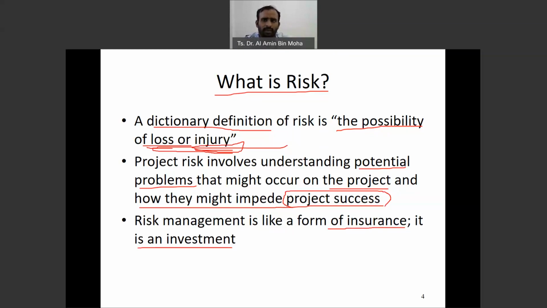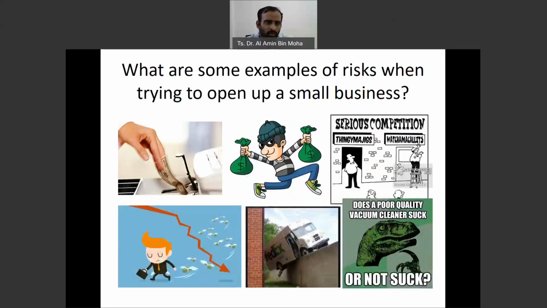So can you think of some examples of risk? Let's say you are trying to open up a small business. Maybe you are going to lose your money, or there is theft. You have a competitor next door doing the same business, with the same products and the same business nature as you. Maybe the economy is down, like we are in now in the pandemic COVID times. It's very hard times, and you never thought about it. So these are some of the risks. And maybe your vehicles met with accidents, and many other risks that can happen.